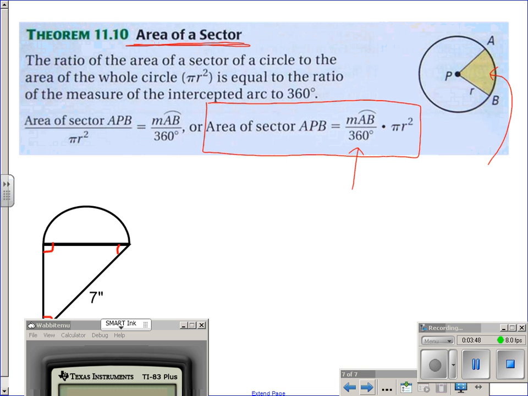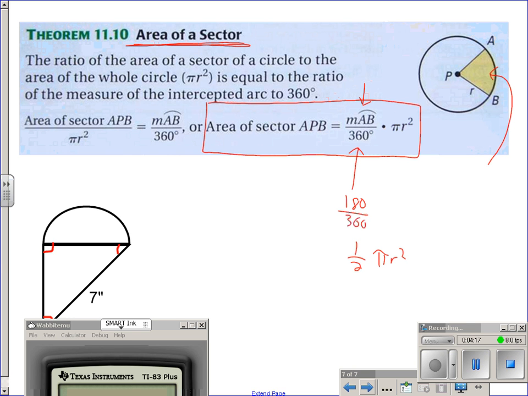This fraction right here, this measure of arc AB, is the number of degrees of that arc divided by the whole circle. So if measure of arc AB was 180 degrees out of the 360, we're looking at half the circle. If we had a sector that was a semicircle, and we wanted to find the area of it, we would just take half of the area of the whole circle. That's what this fraction right here is doing.